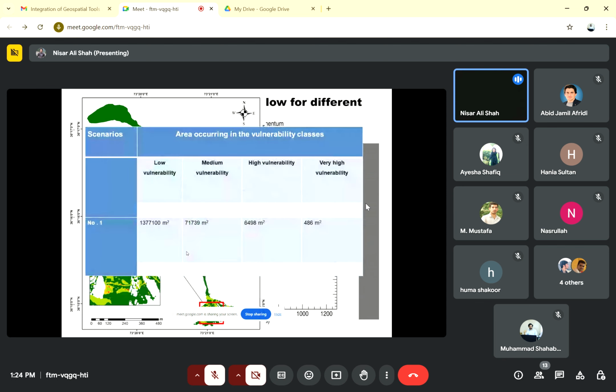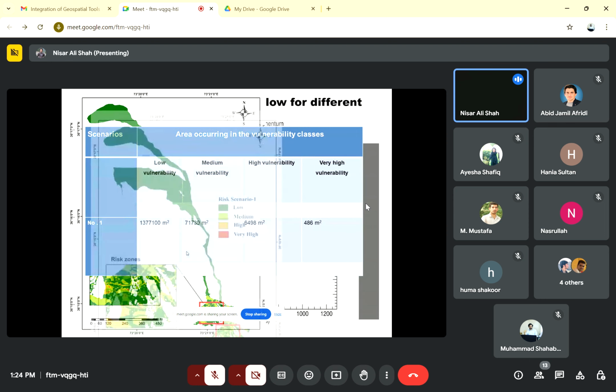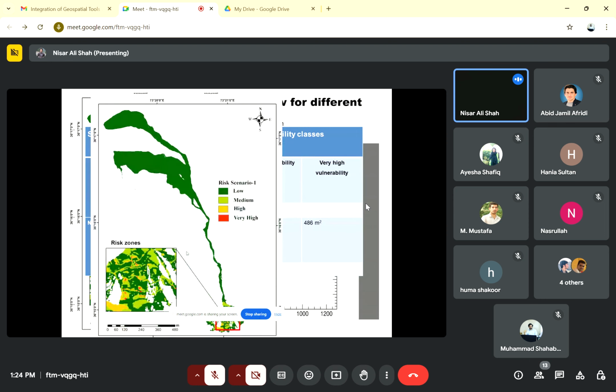For this vulnerability analysis, a systematic approach is used for the vulnerability assessment based on the hazard scenarios. You can see on the map 46 meter square area lies in the very high vulnerable zone, medium vulnerability, and also the area which is lying in the low vulnerability. This is calculated in RGS by zoning the vulnerability level of the area. And finally, integrating with the hazard assessment, the risk map for the study area is calculated.